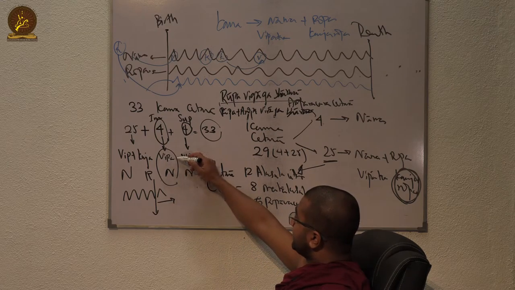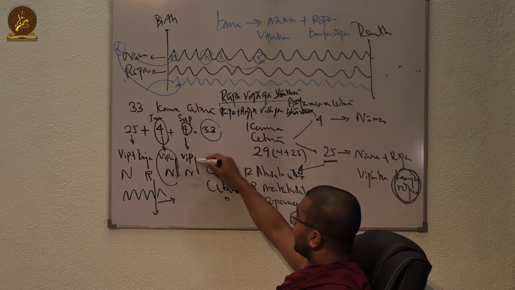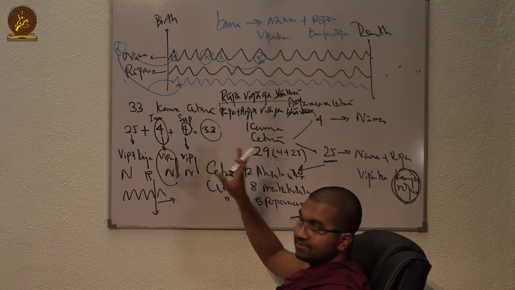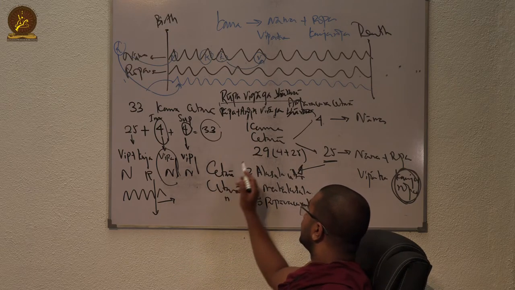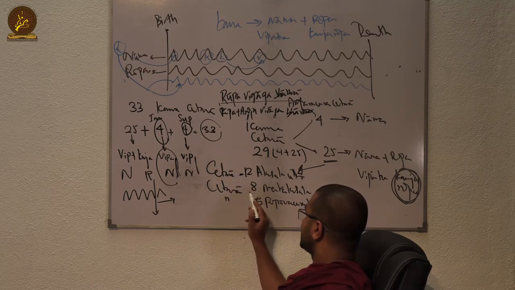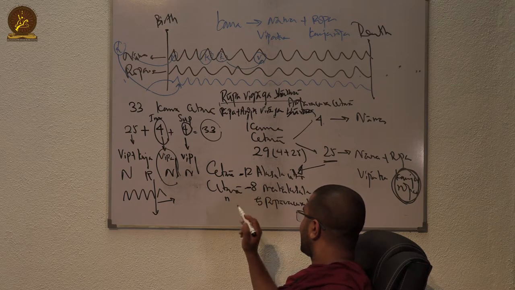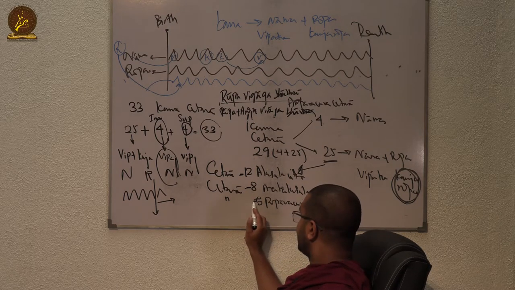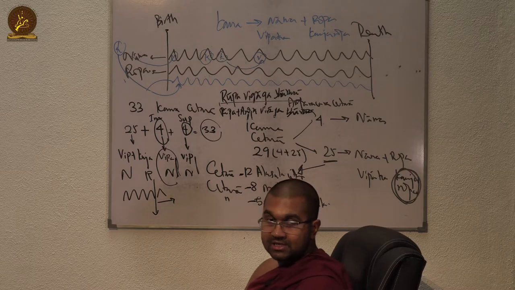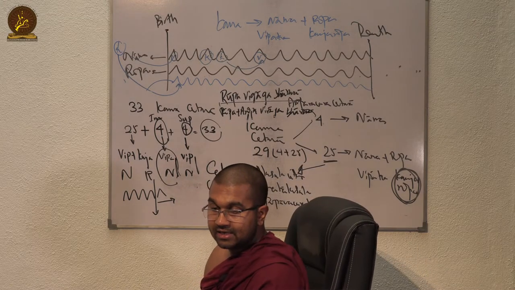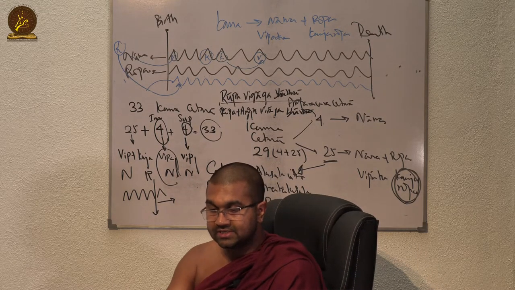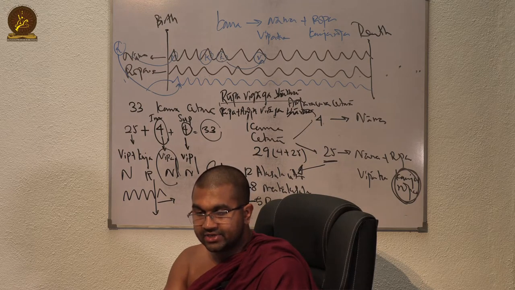Therefore, chetana of immaterial jhanas and chetana of magga chittas do not produce kammaja rupas. Only the chetana in 12 akusala chittas, chetana in 8 mahakusala chittas, and chetana in 5 rupavacara kusala chittas produce the kammaja rupas. Yeah, so this will be the lecture for today.